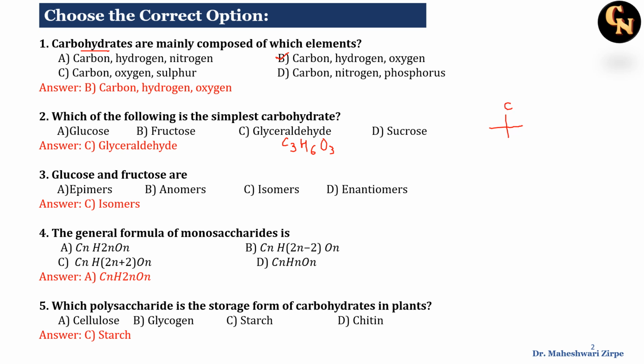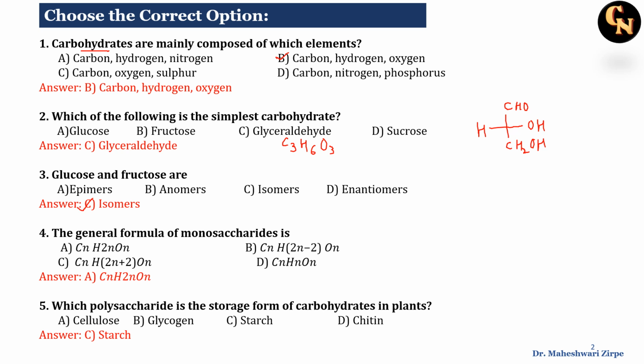If you see the aldehyde group, then CH2OH, OH and H, this is the structure of glyceraldehyde. So this is said to be the simplest monosaccharide. Now the next one is: glucose and fructose are dash. The options given are epimer, anomer, isomer and enantiomer. These are isomers. Glucose and fructose are isomers of each other.